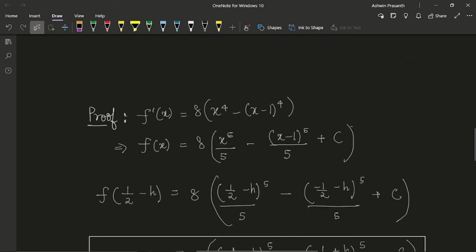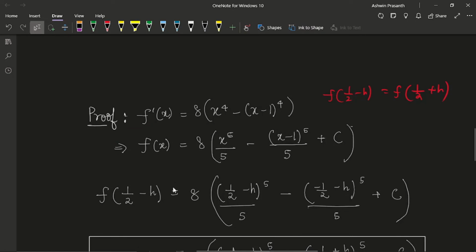So f dash x, like we found out, is 8 into x raised to 4 minus x minus 1 raised to 4. So integrating this, we get f of x in this form. Now we could find c maybe by writing the f of 0 value, but we don't need c. I just need to prove it is symmetric about x equal to half, so I need to prove f of half minus h is equal to f of half plus h.